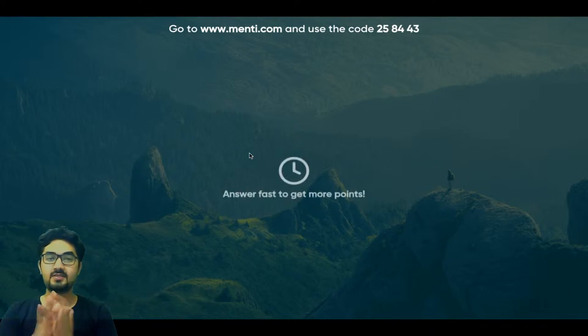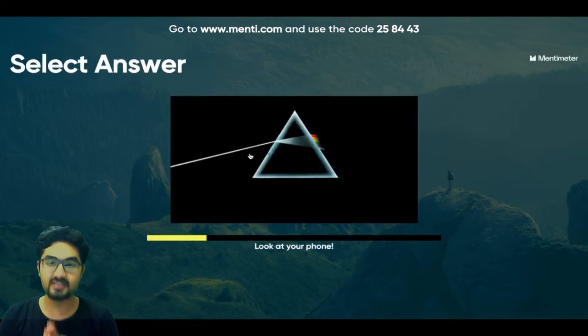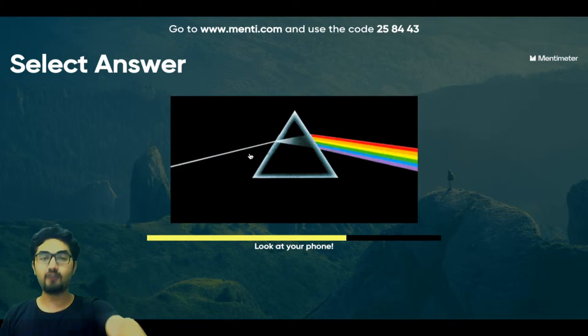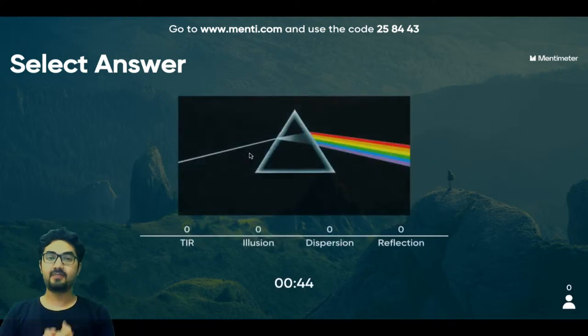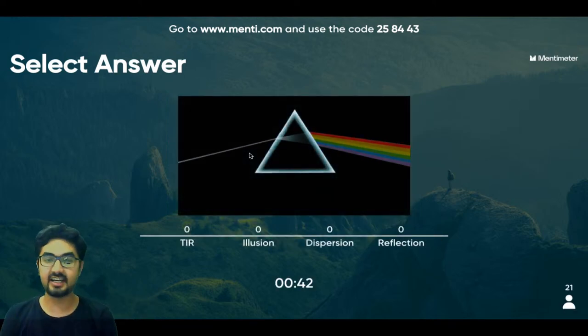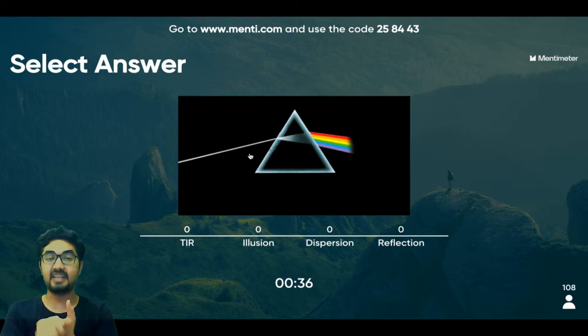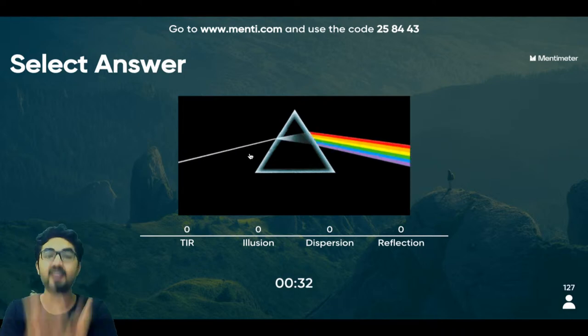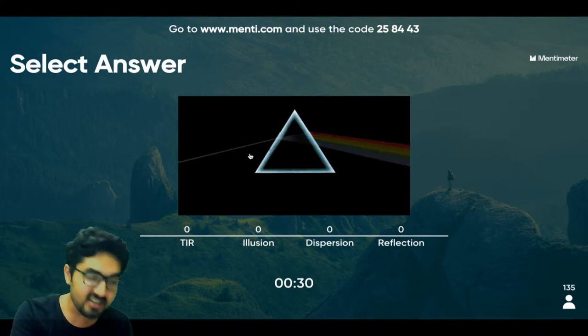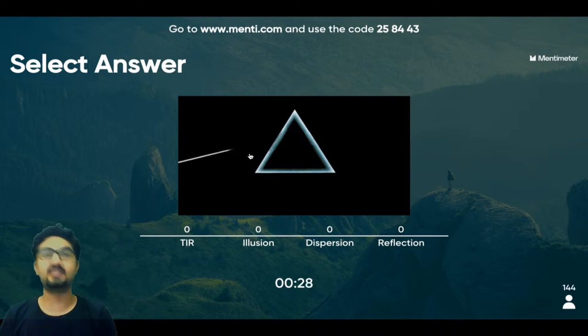So tick. So let the first question come. So look at your phone, and this is the GIF, right? So this is the GIF, and you have to tell me what does this represent? Does it represent TIR, does it represent illusion, does it represent dispersion, does it represent reflection? What does this particular GIF represent?